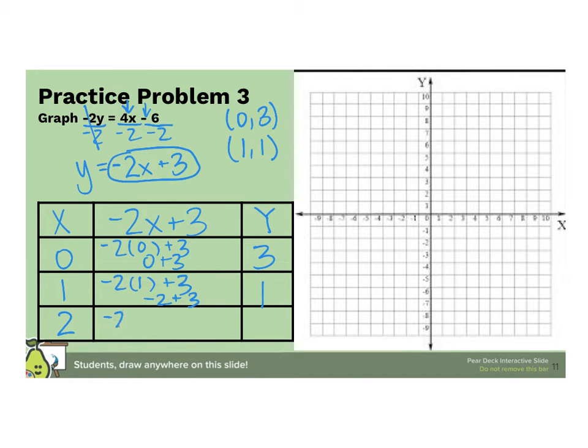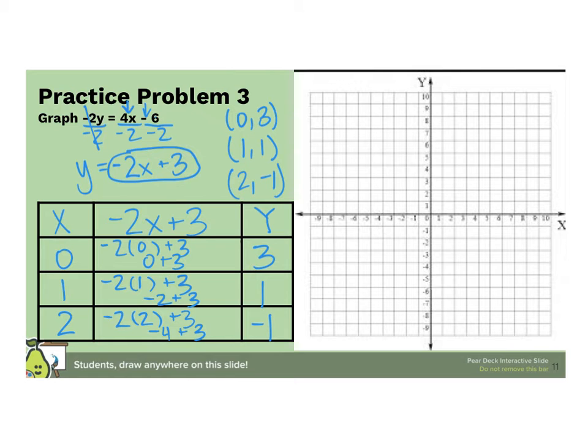Last time, negative 2, parentheses, plus 3. Plug in a 2. Negative 2 times 2, negative 4. Negative 4 plus 3, negative 1. Last ordered pair, when x is 2, y is negative 1. Graph it out. See if your line is correct.